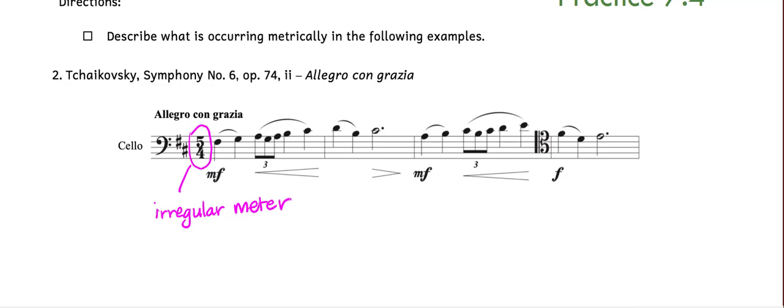It's pretty neat. A lot of times people don't even realize it's in 5/4 because it's so beautiful.